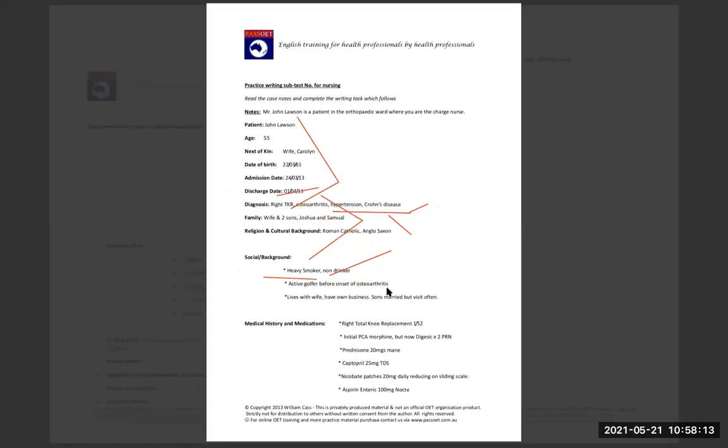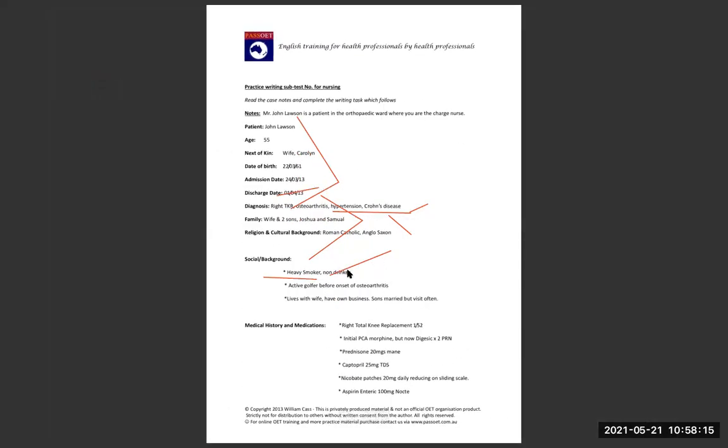Second paragraph: Mr. Lawson is a heavy smoker and is a known case of osteoarthritis, hypertension and Crohn's disease.